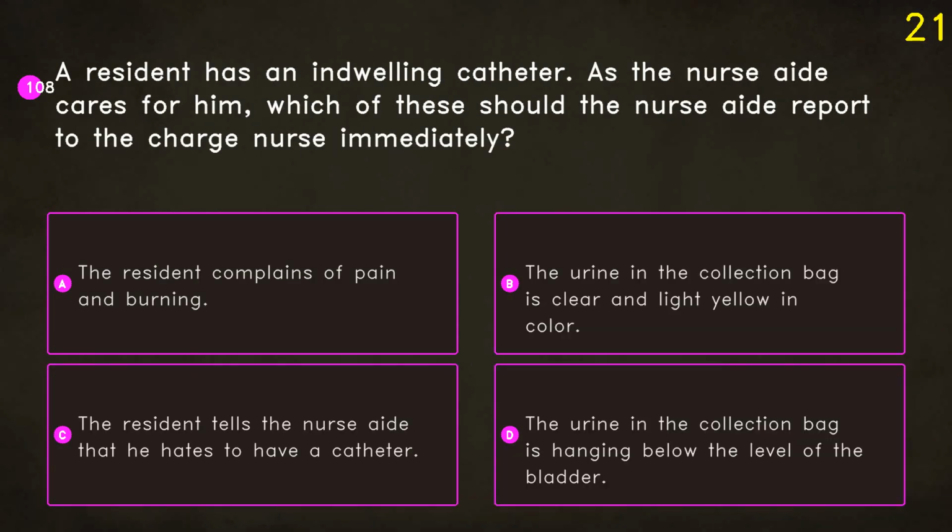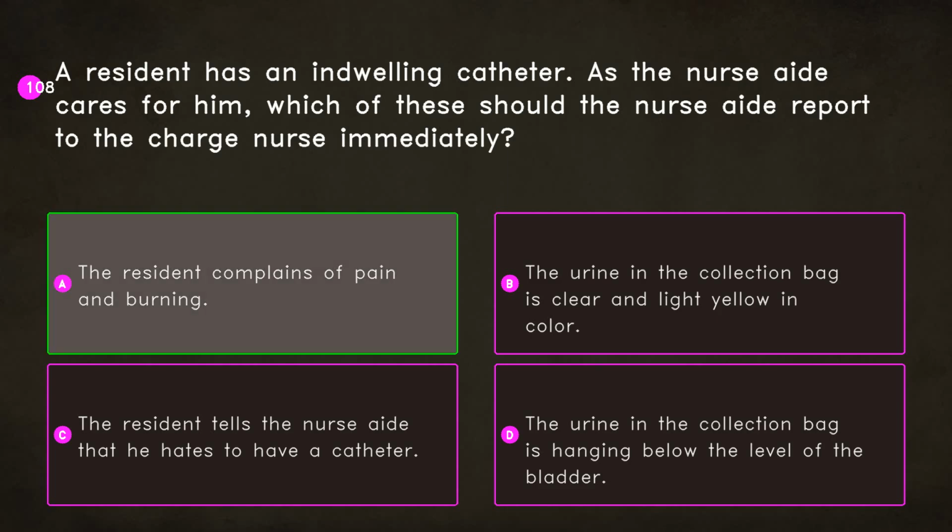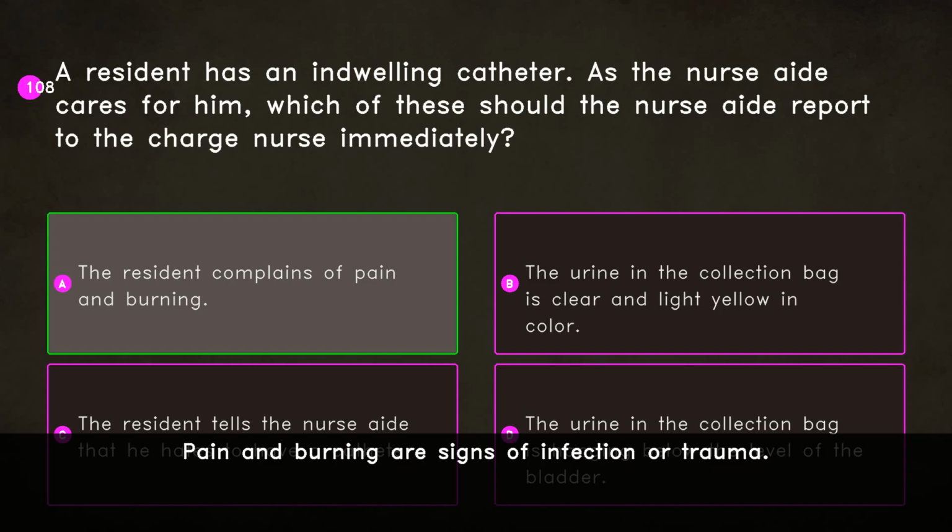Question 108. A resident has an indwelling catheter. As the nurse aide cares for him, which of these should the nurse aide report to the charge nurse immediately? A. The resident complains of pain and burning. B. The urine in the collection bag is clear and light yellow in color. C. The resident tells the nurse aide that he hates to have a catheter. D. The urine in the collection bag is hanging below the level of the bladder. The correct answer is the resident complains of pain and burning. Pain and burning are signs of infection or trauma.